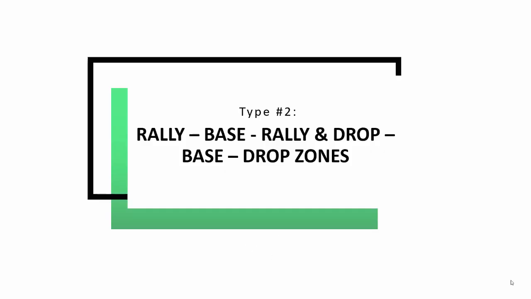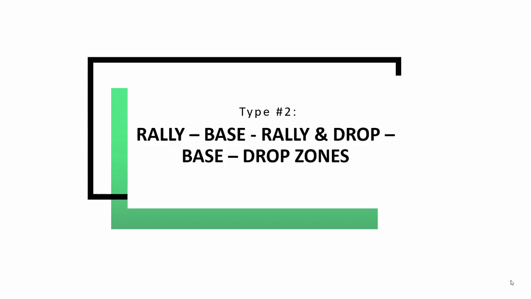Rally-based rally and drop-based drop zones, RBR DBD for short, are the most common type of supply and demand zone. These only form during an upswing or downswing, usually towards the midpoint but not always, and continue the current swing rather than ending it, like we see with rally-based drop and drop-based rally zones.